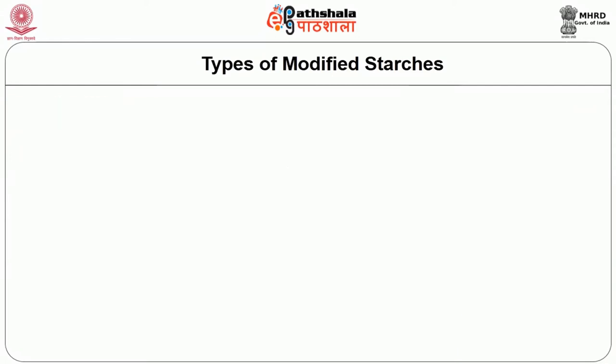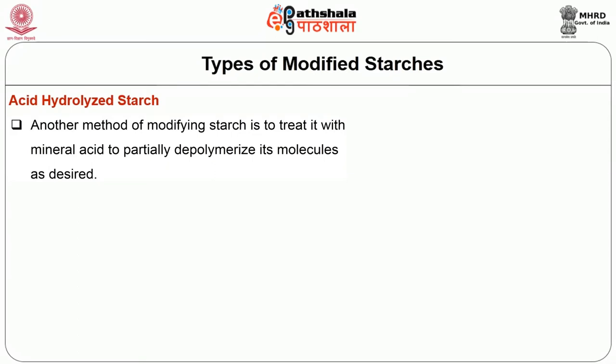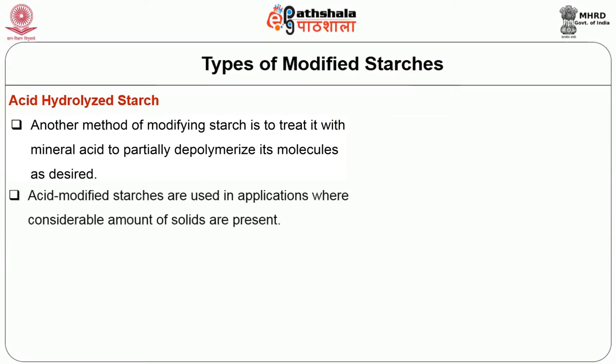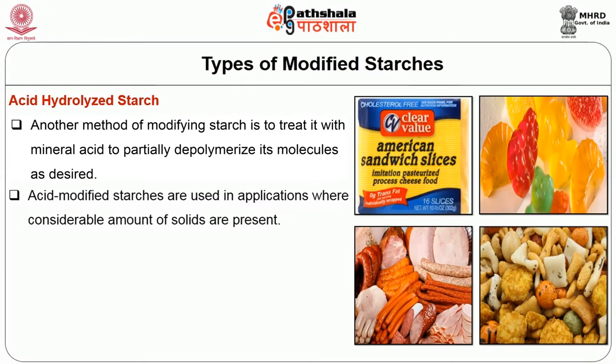Next is acid hydrolyzed starch. Another method of modifying starch is to treat it with a mineral acid to partially depolymerize its molecules as desired. Acid modified starches are used in applications where there is a considerable amount of solids present. Examples of such include imitation cheese, jelly candies, processed meats, and extruded snacks and cereals.